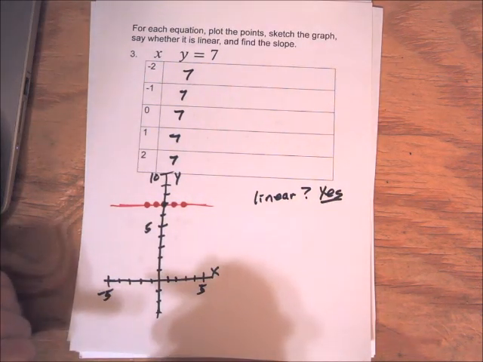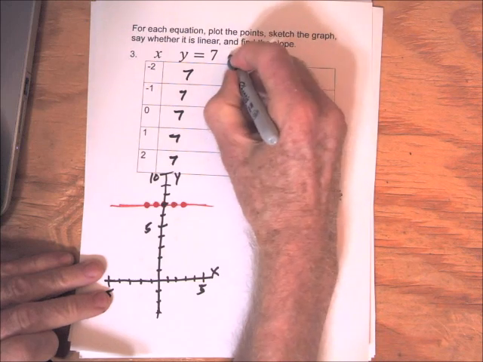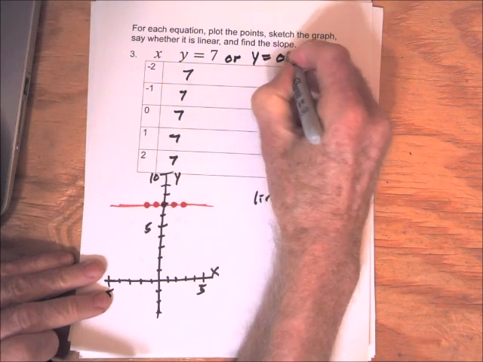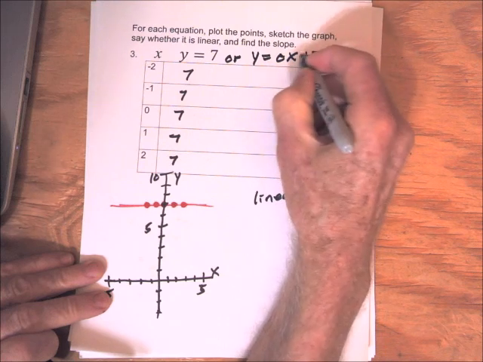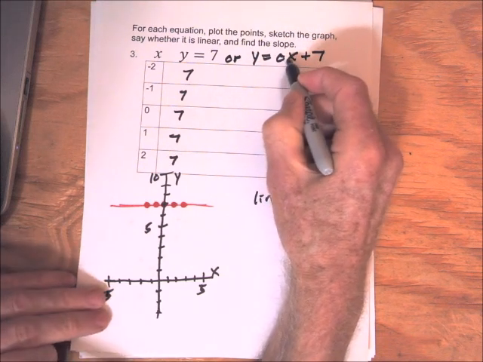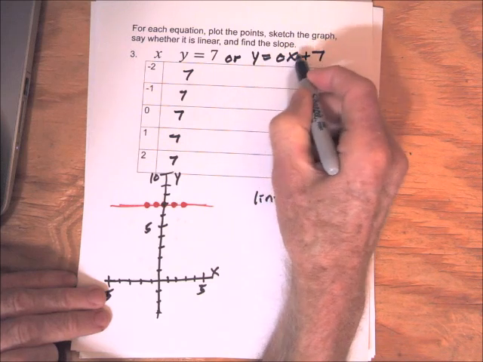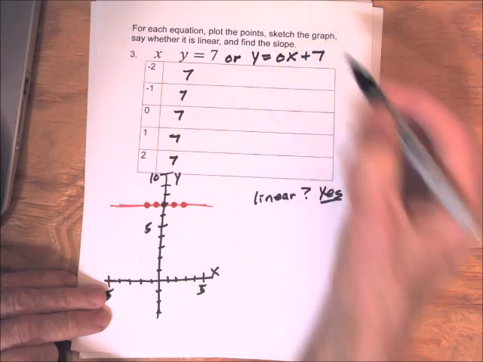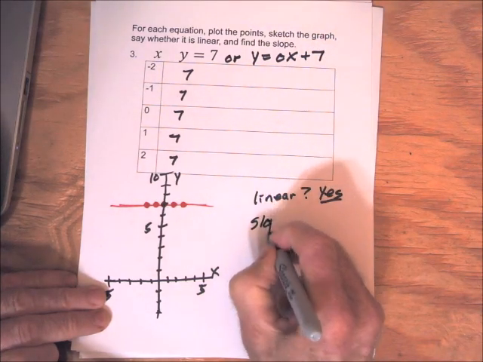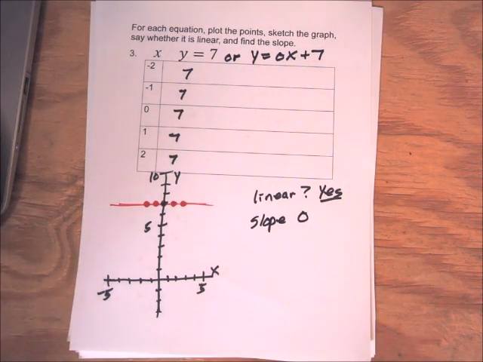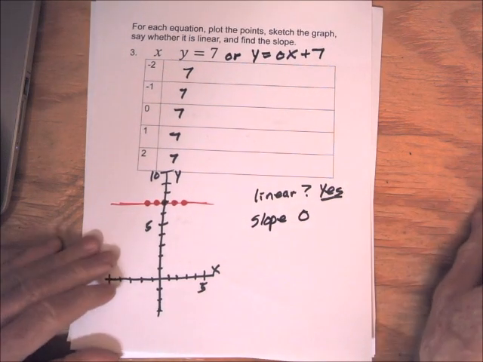And this equation can be written in the form y equals 0x plus 7. Usually it's just written y equals 7, but if you want to emphasize that the slope is 0, you can write this as y equals 0x plus 7. And when the equation is in this form, the slope is going to be the number that's next to x. So the slope is going to be 0. Okay, so next example.